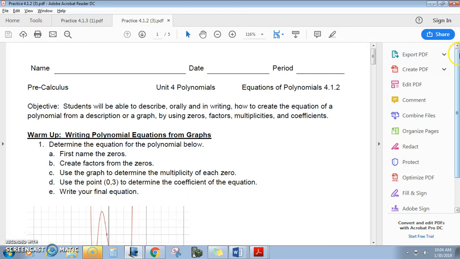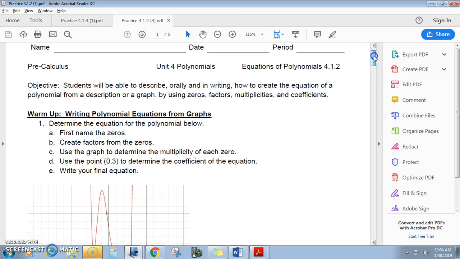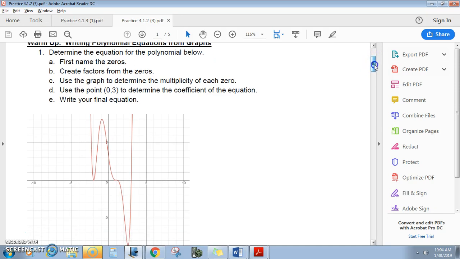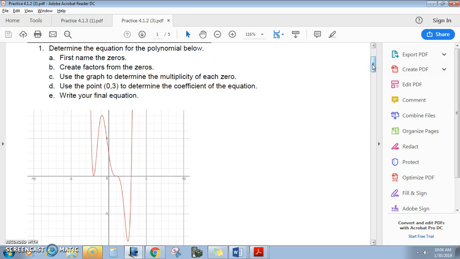Hi guys, I just wanted to go over and make sure you understood the 4.1.2 information, writing polynomial equations from graphs. So let's go ahead and first, I know we did this in class so you can skip on ahead. For those of you that missed, I want to make sure you got this first part here.